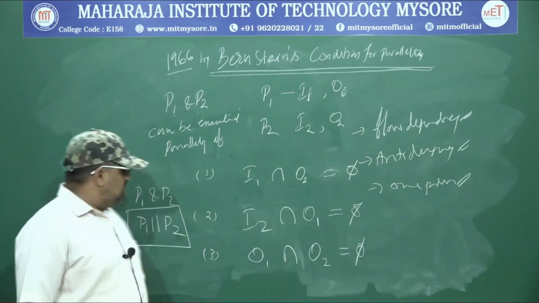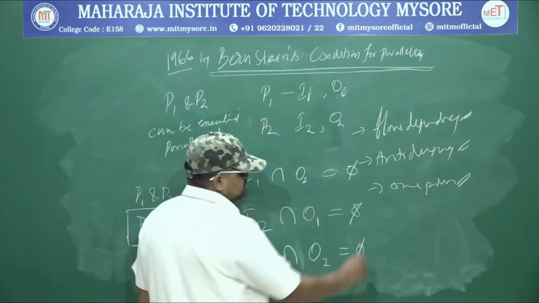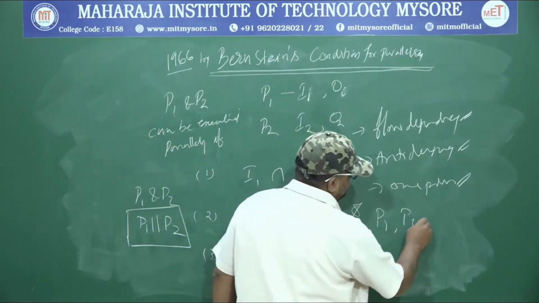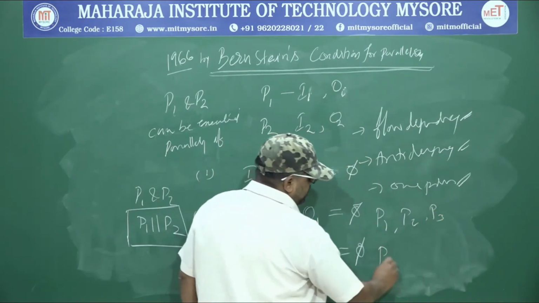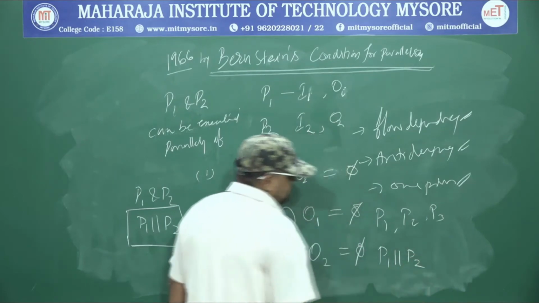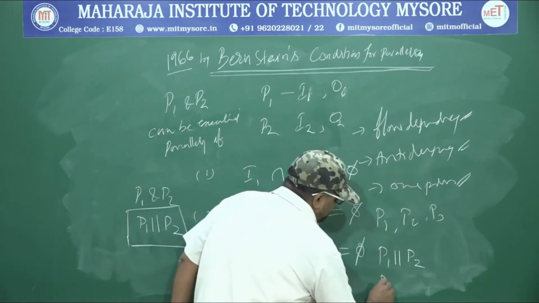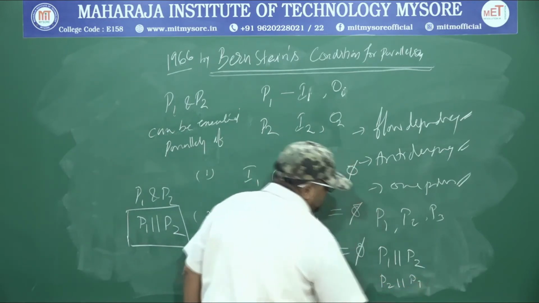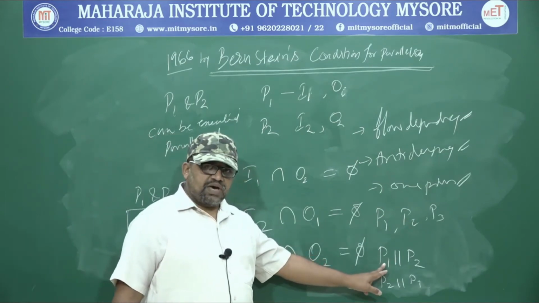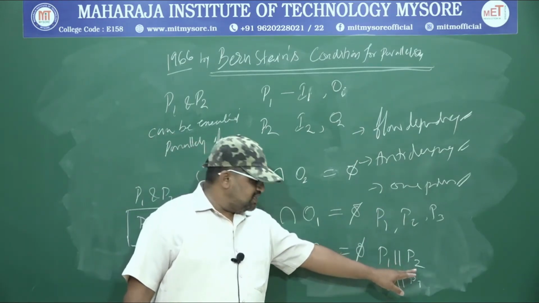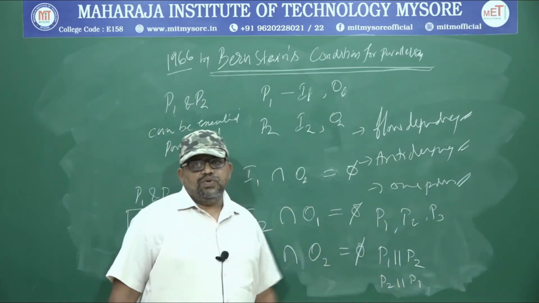Similarly, if you have three processes, say P1, P2 and P3, right? Now if P1 is parallel to P2, then automatically P2 will also be parallelly executable with P1. That is the commutative property. If P1 is parallelly operatable with P2, then the same applies: P2 can be parallelly operated with P1, right?